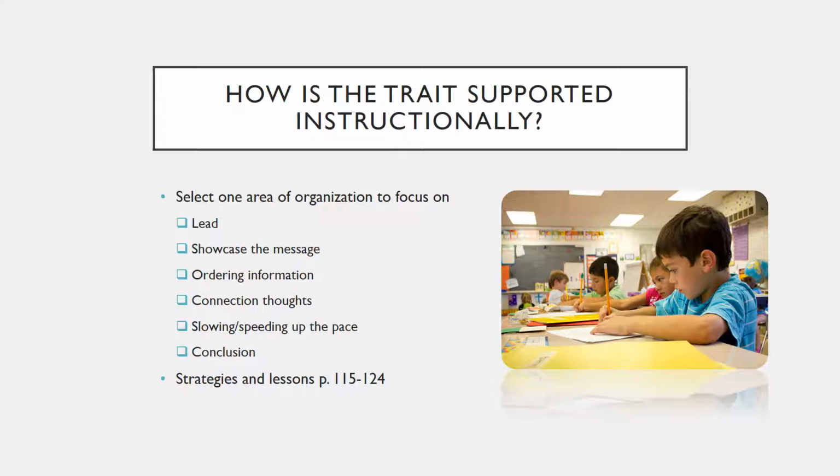So organization is kind of like an umbrella, and under it we have lead, the message, ordering information, connecting thoughts, pace, and conclusion. As an instructor, you first want to focus on one area under this umbrella and then decide on a strategy. Pages 115 to 124 in the Creative Writers text have tons of strategies for all of these, but I'm just going to share one for each.